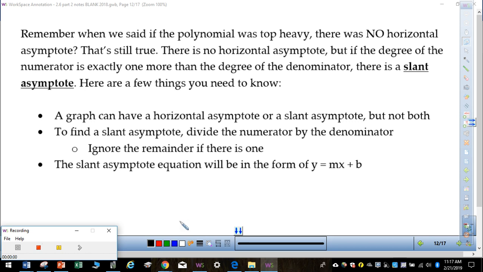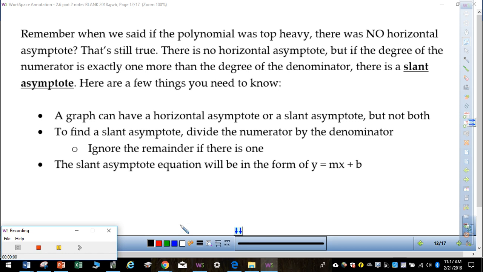All right, everyone. So today we're going to cover the last page of your Chapter 2 notes packet. So this should be page 24. And we're just going to take a look at a different type of graph for a rational function.